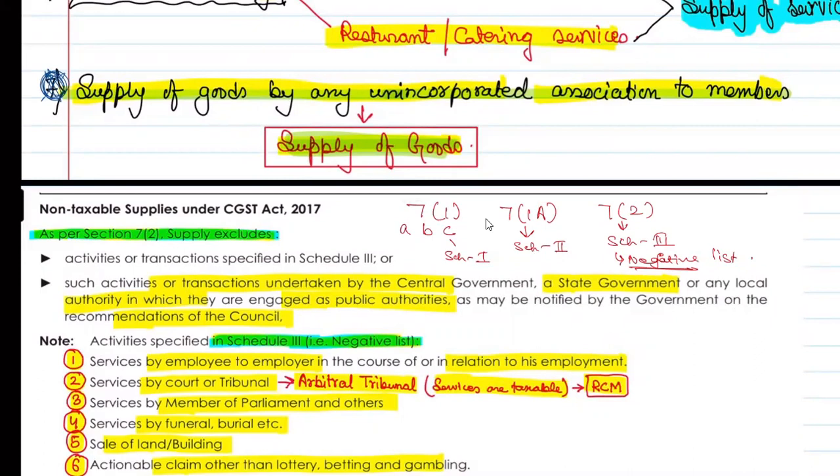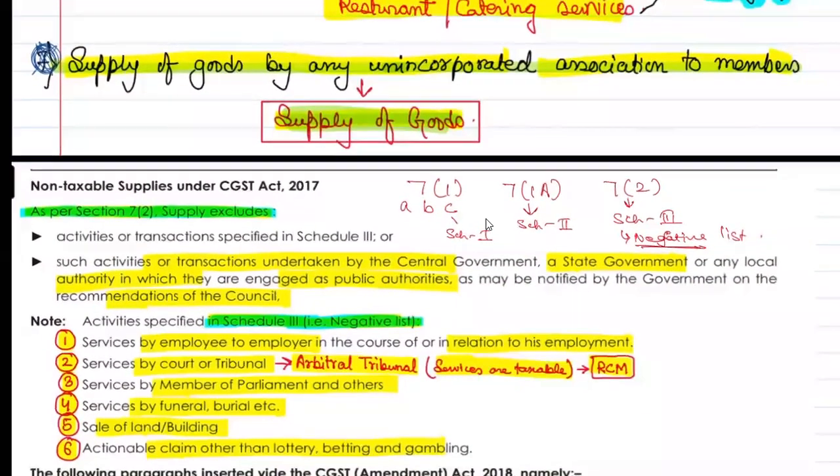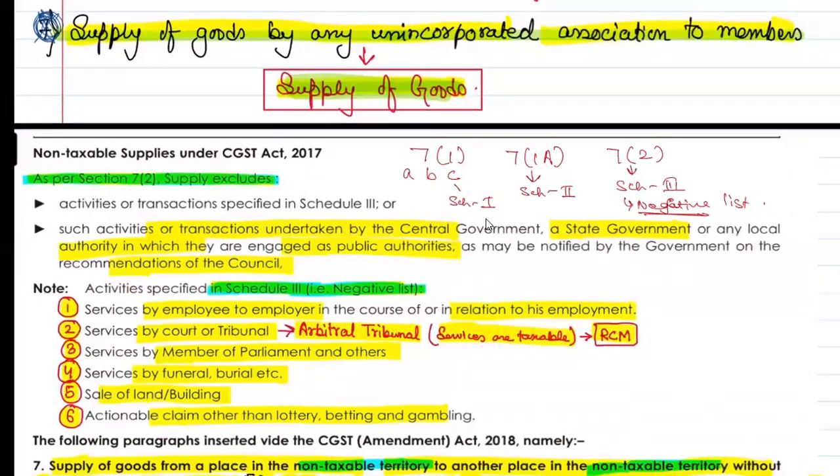Now see, non-taxable supplies under the CGST Act. As per section 7.2, supply excludes activities or transactions specified in Schedule 3, which we'll read over here, but such activities or transactions undertaken by the central government or state government or any local authority in which they are engaged as public authorities, as may be notified by the government on the recommendation of the council. Those are the activities and transactions where CG and SG are engaged as public authorities.